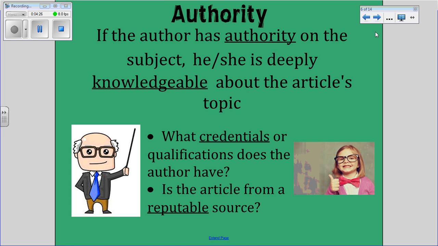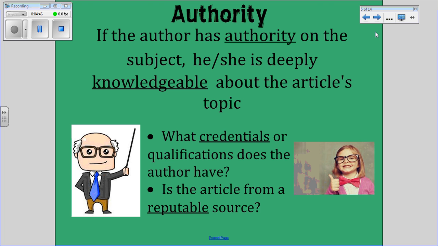Next is authority. This is where you decide whether or not the author knows what he or she is talking about. If you're reading an article about the effects of the Revolutionary War on the early American governmental framework, you want the author to be someone who has extensively studied the subject so you know that the author knows what he or she is talking about.